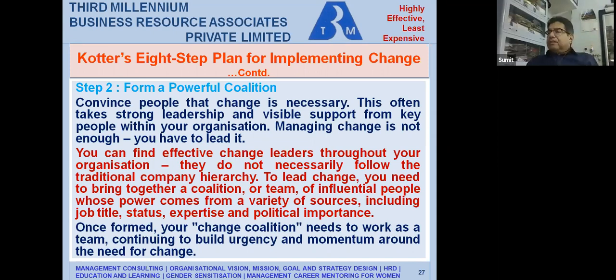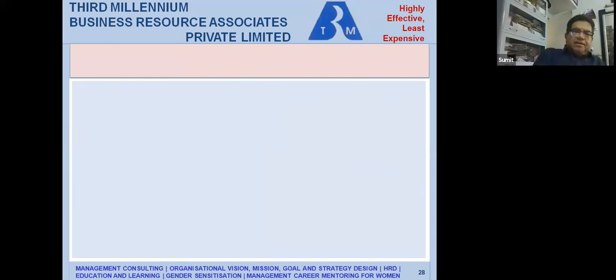Okay, so the last para again is talking of the Change Coalition, which is very, very important. Once formed, your Change Coalition needs to work as a team, continuing to build urgency and momentum around the need for change. Remember, one leader cannot be present everywhere. So what will bind the group together? This is the Change Coalition, right? So what can you do here?